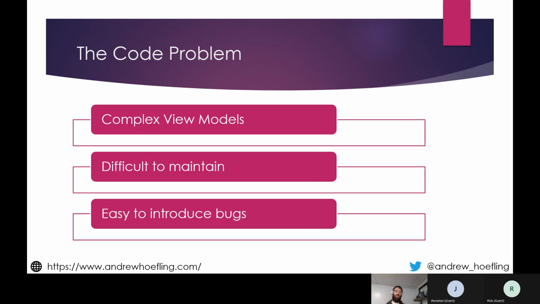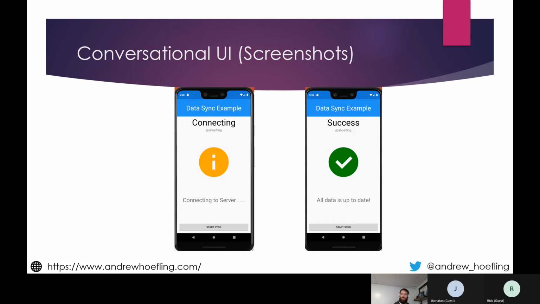So let's talk a little bit about the code problem here with a page like this. Going back to my screenshots, I said we got a connecting state, a downloading state, an uploading state, and a success state. That's 4 states. If you count failure, that's 5. And if you count unknown, you got 6. We're really going to be focused on our 4 states here.